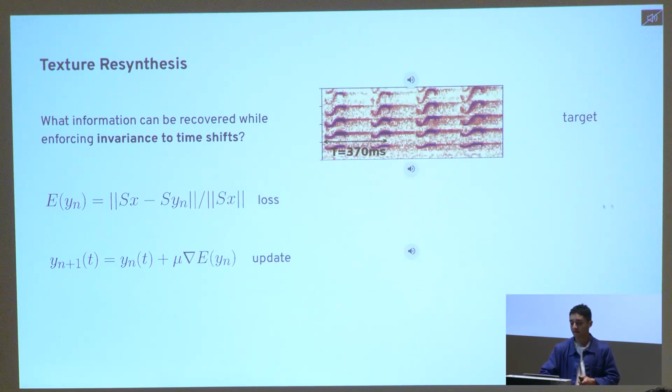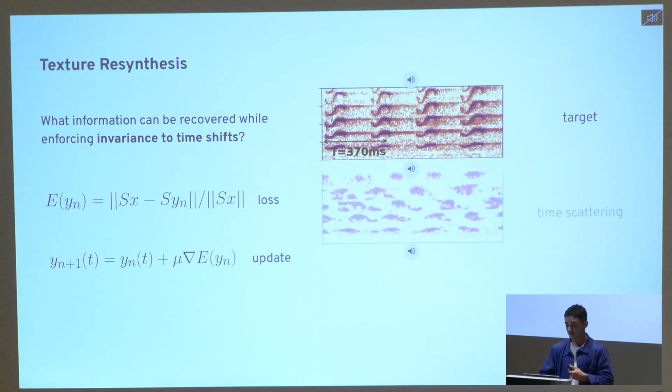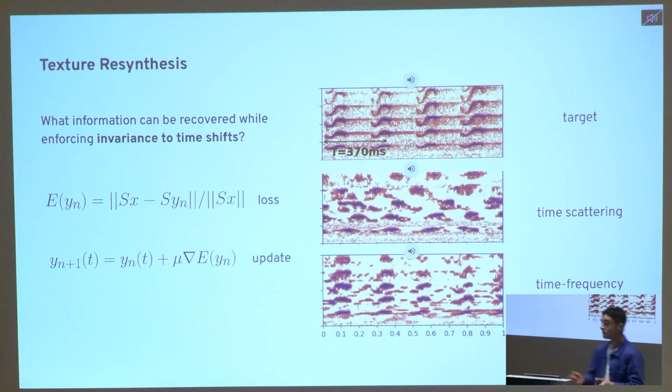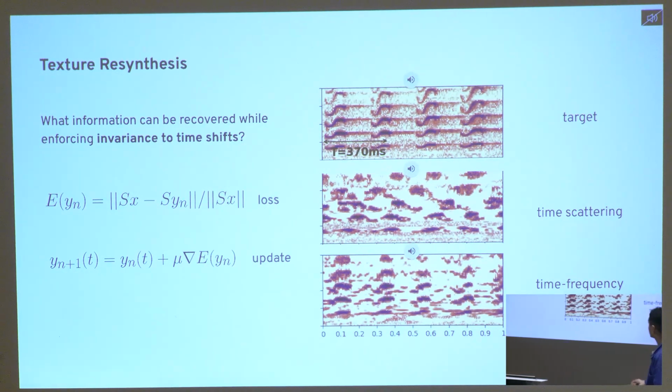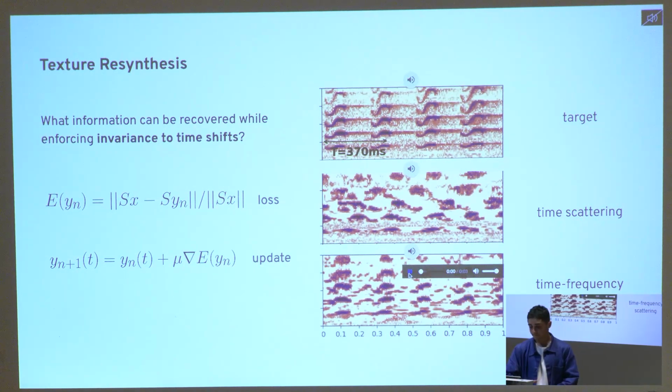So our target signal is a bird chirp. Which contains this sense of rhythm, it contains chirps, it contains harmonics. And we run this algorithm to resynthesize the signal from both time scattering coefficients and time frequency scattering coefficients with a pretty large averaging scale, almost half a second. So time scattering, oh, that was time frequency scattering.